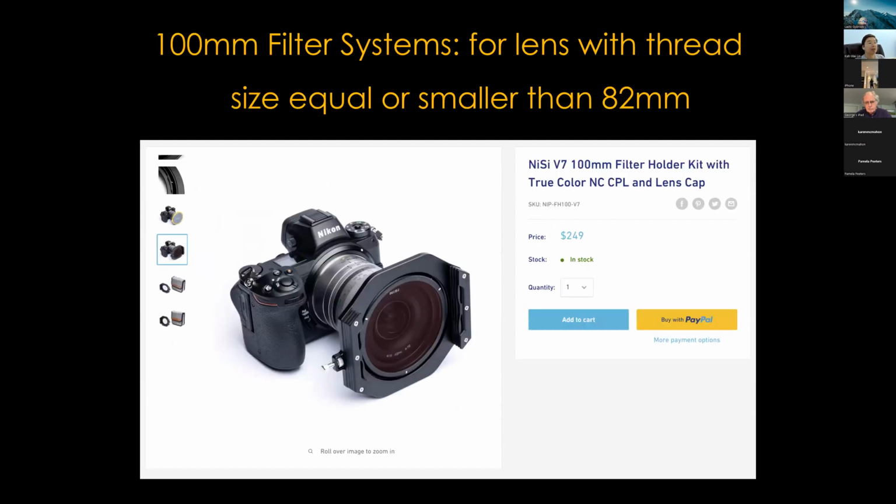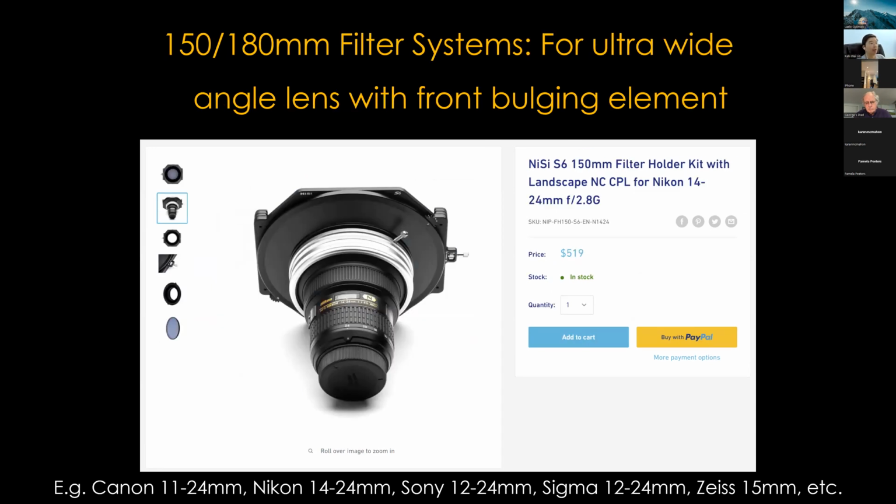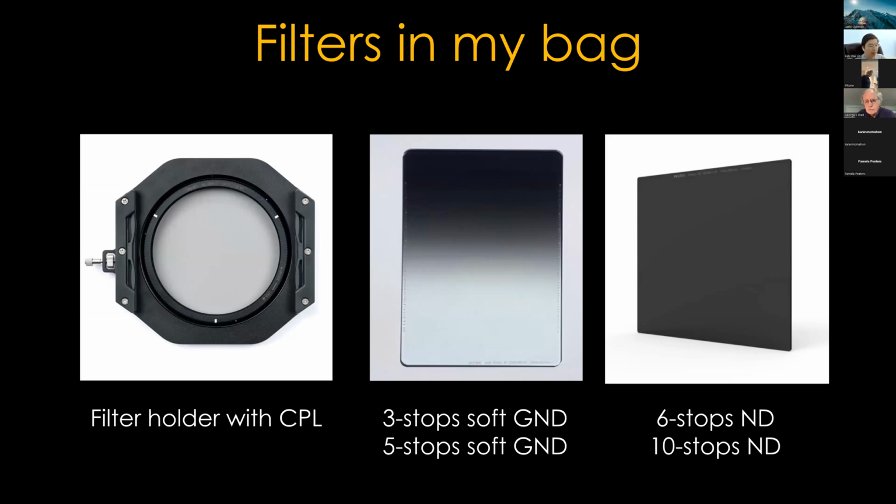As I mentioned, as long as you're using a lens with a thread size smaller than 82mm, you can use this 100mm system. However, if you are using an ultra wide angle lens, like those listed here, you have to use a big 150 or 180mm system. So when you look at my camera bag, I always have four of these filters in it. For the GND, I have the 3-stop soft and 5-stop soft GND, and for the ND filters, I have 6 and 10-stop ND filters, and of course, a filter holder together with the CPL.